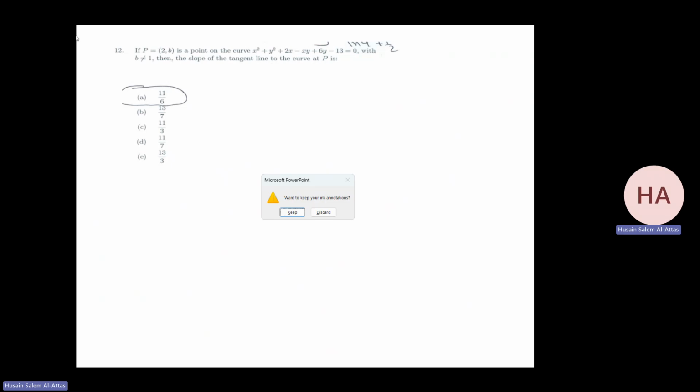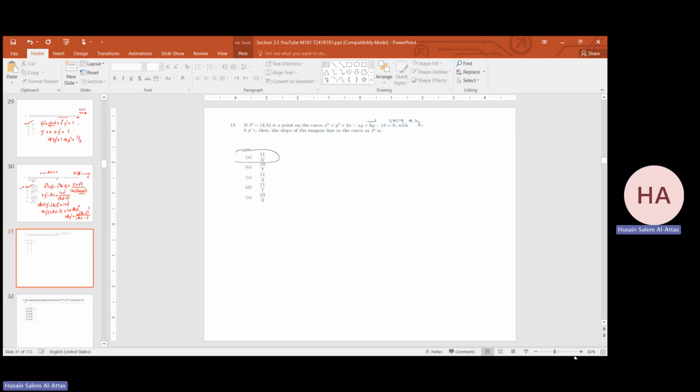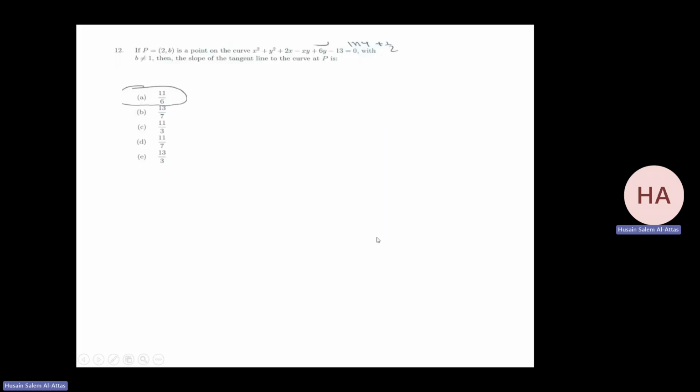Yeah, I think now we are becoming used to these problems. I need to continue. Let me continue. Okay, see what will happen. He said they have this point, 2 and b, is a point on this curve. You have 2 and b on the curve x squared. Okay, b not equal to 1. He wants the slope of the tangent line at b.